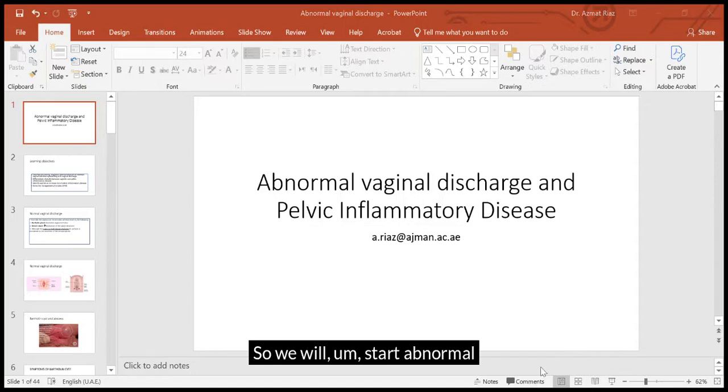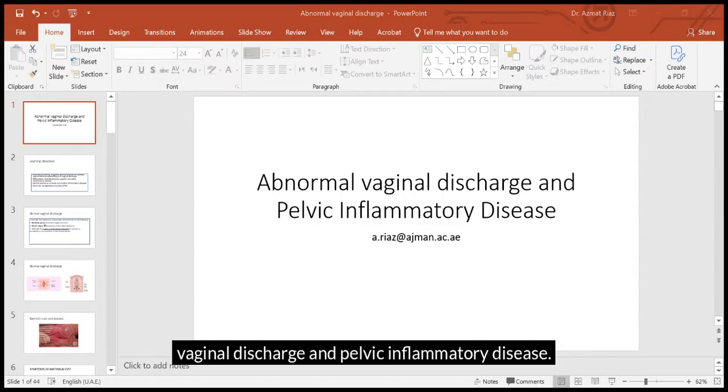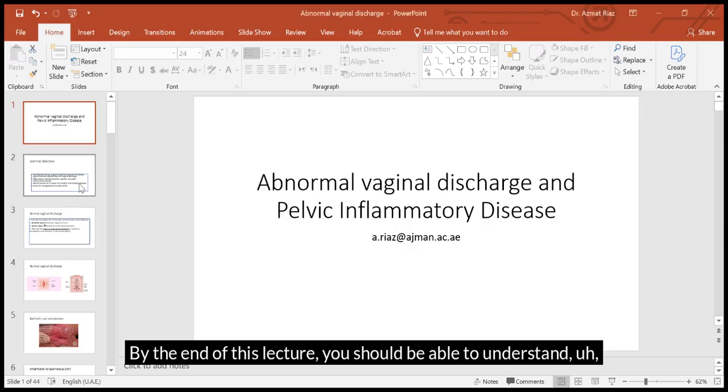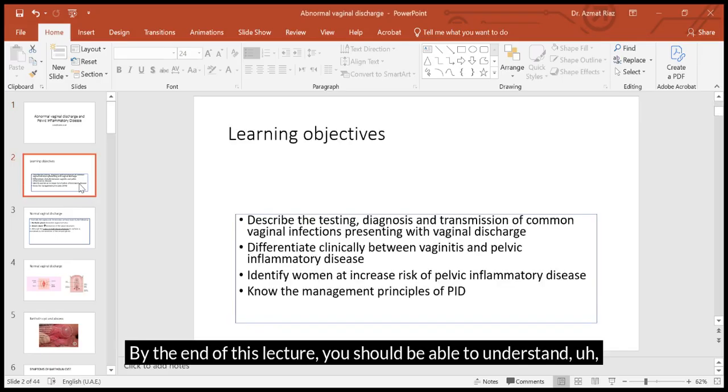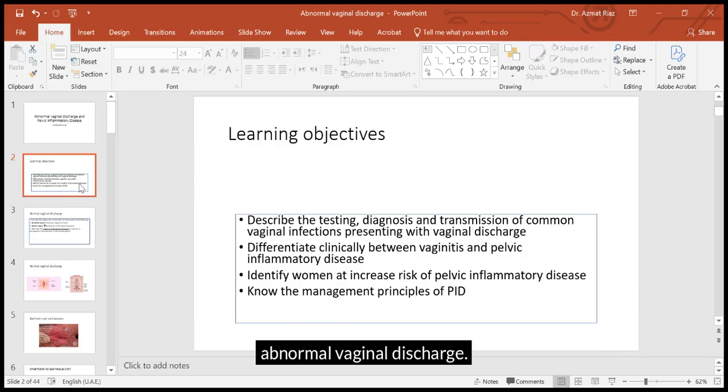Students, so we will start abnormal vaginal discharge and pelvic inflammatory disease. By the end of this lecture, you should be able to understand how to perform testing, how to diagnose, and know about the common vaginal infections which present with an abnormal vaginal discharge.